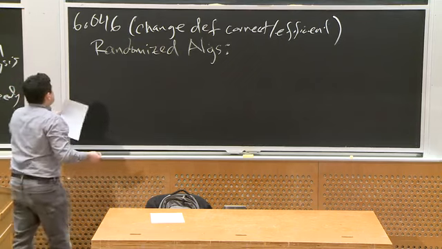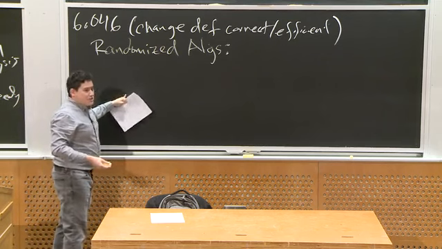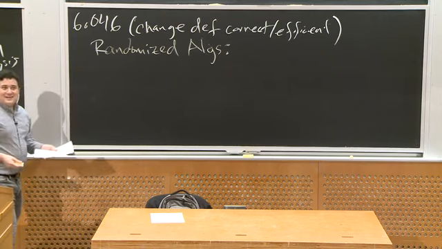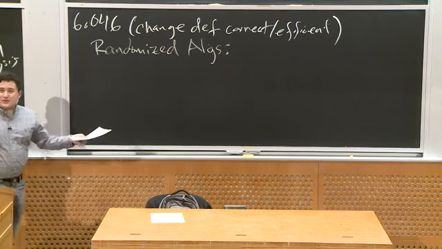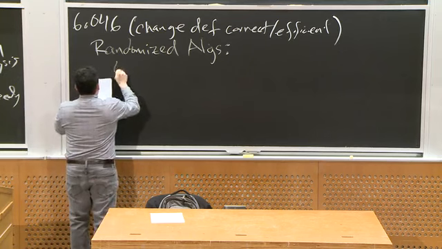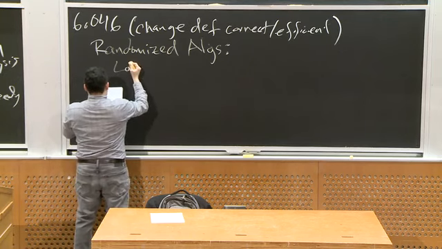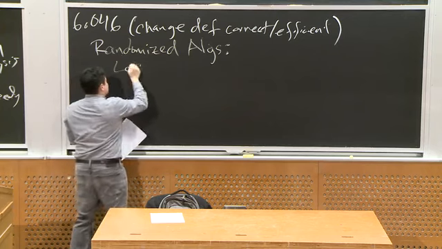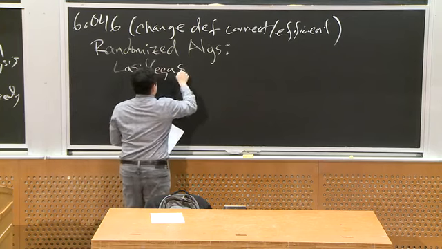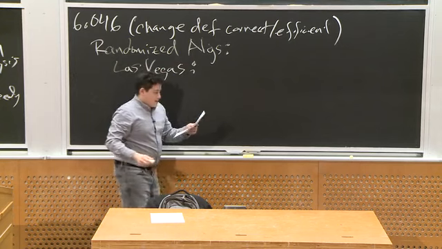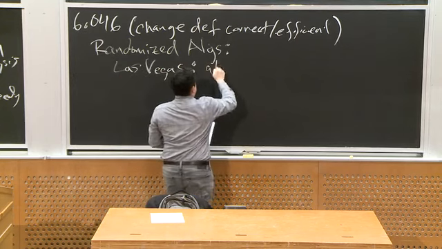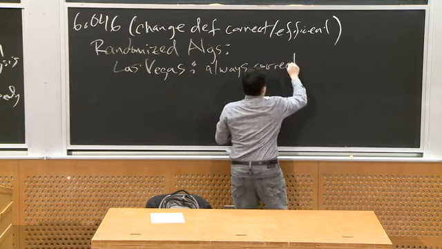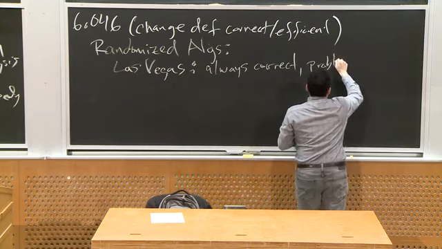So there's two types of randomized algorithms. They have these weird names based on regions of the world, shall we say. There are Las Vegas algorithms. These are always correct, but probably efficient.